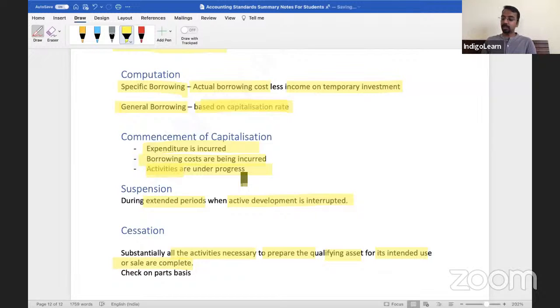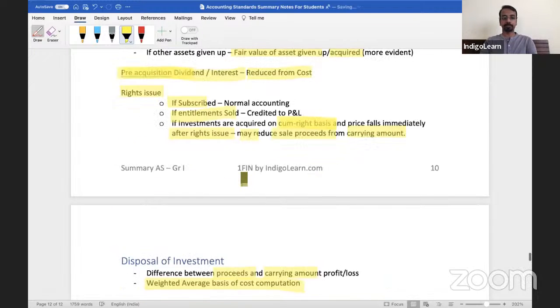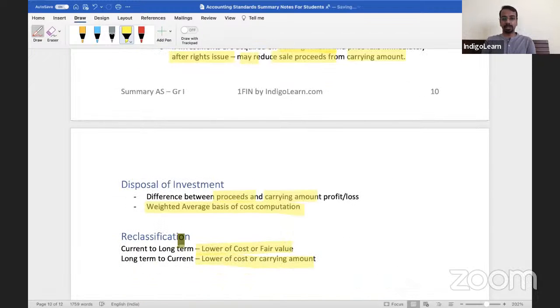Maximum period for substantial period, there is no maximum period. Reclassification. Okay. Reclassification means you had acquired an investment and it was a current investment, but later on you change your mind and you convert it into a long-term investment. Then when you're reclassifying, what should be the amount you should recognize in the balance sheet? Lower of cost or fair value.